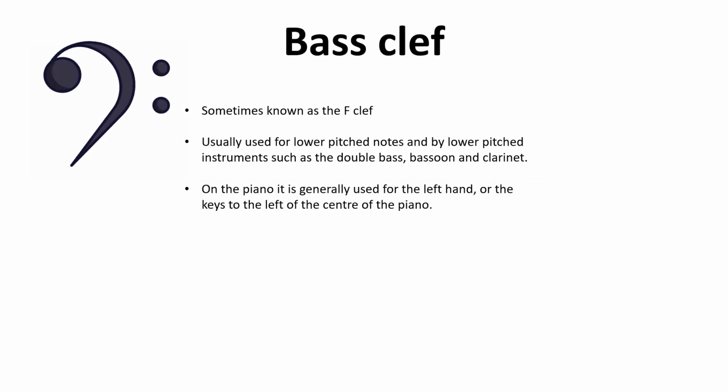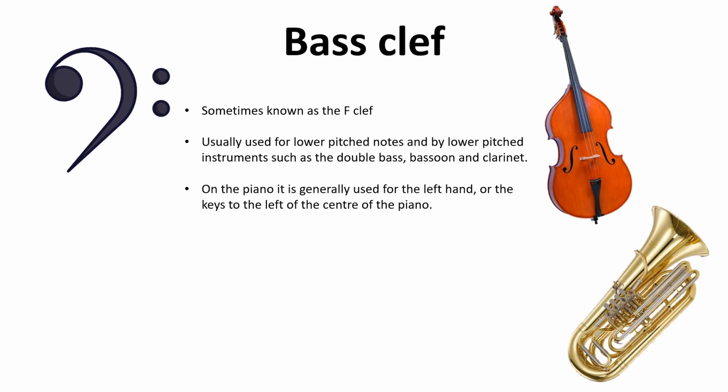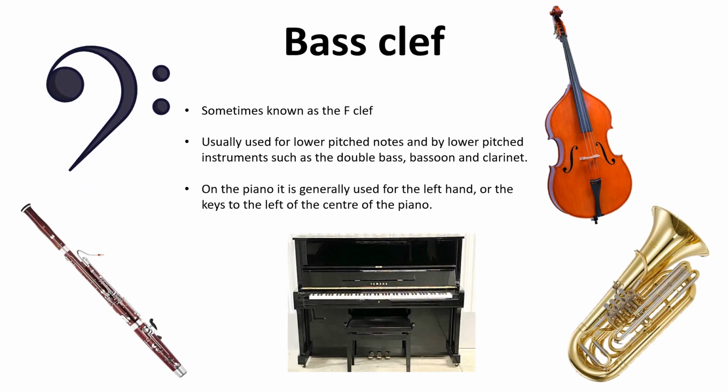And now we have the bass clef. So the bass clef is sometimes known as the F clef because the big circle there actually sits on the F line. And this clef is usually used for lower pitched notes or by lower pitched instruments such as the double bass, the bassoon or the clarinet. And on the piano, it's generally used for the left hand or the keys to the left of the center of the piano.